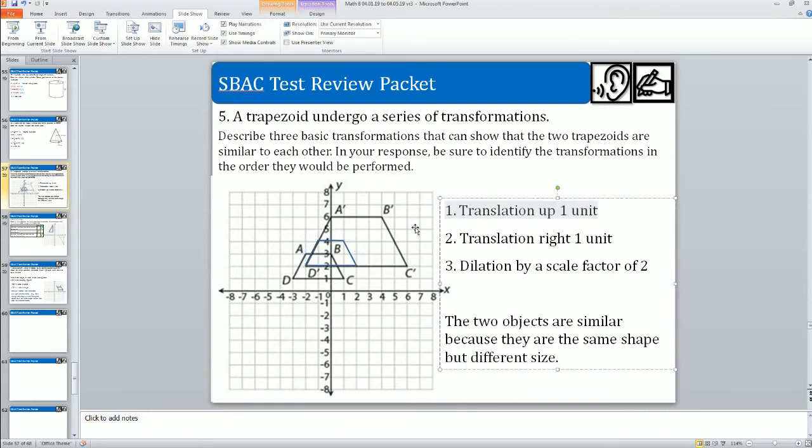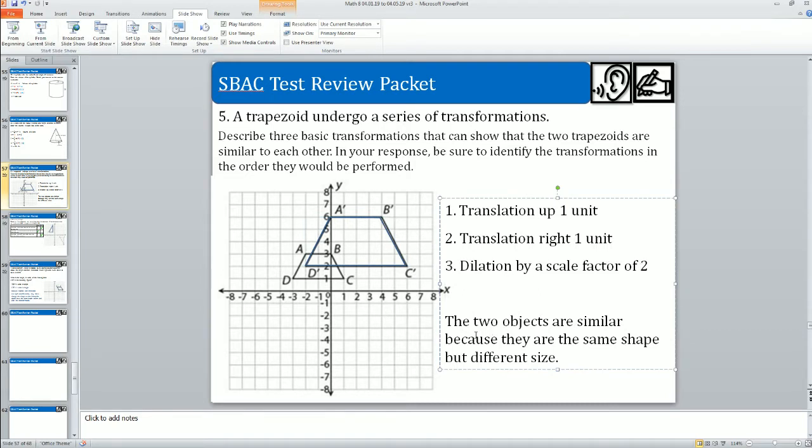Why do we dilate it by a scale factor of 2? Look at the length here. The length of AB is the value of 2. Then the length of A prime and B prime is 4. 1, 2, 3, 4. So from the number 2 to the 4, we multiply it by 2. There you go. So we dilate it by a scale factor of 2 to get it.